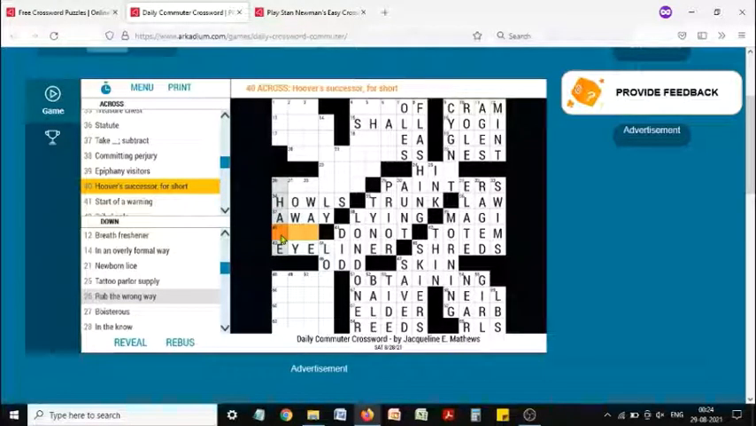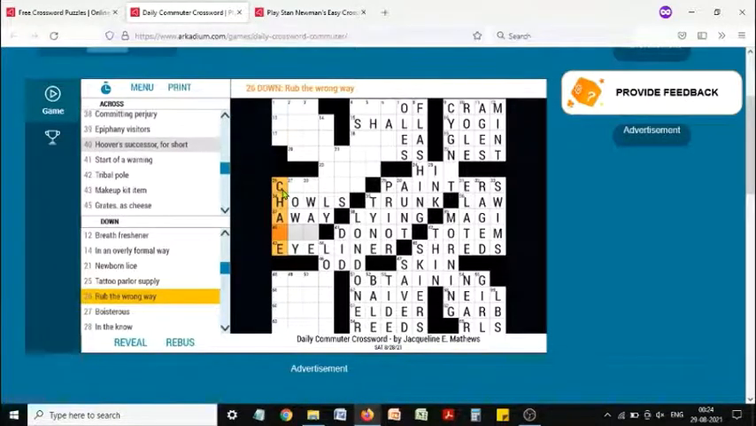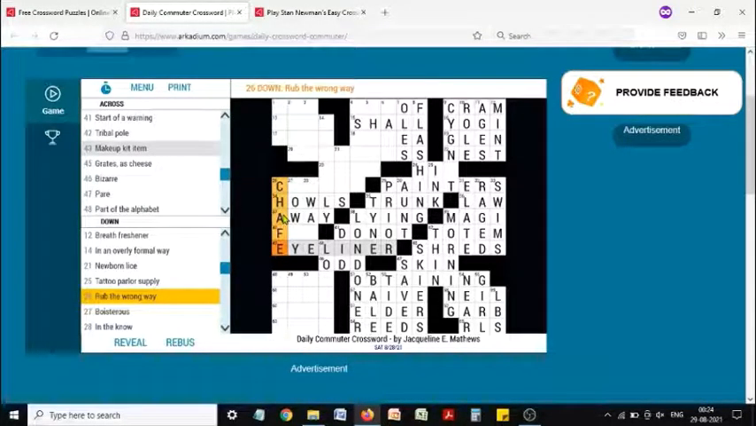Hoover's successor. So Hoover was one of the presidents of the US, Edgar Hoover, after whom the Hoover Dam was built. So this is referring to the initials of the one who succeeded him. I don't know who. To rub the wrong way is to chafe, CHAFE.